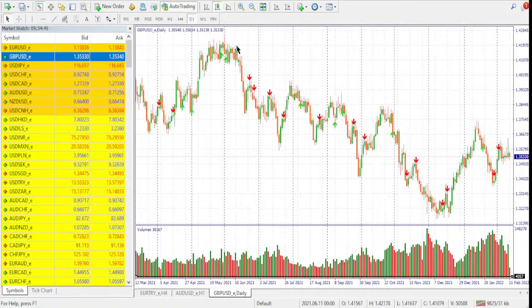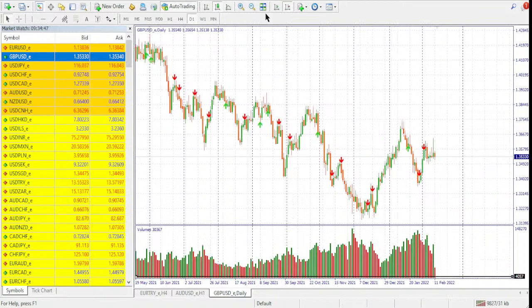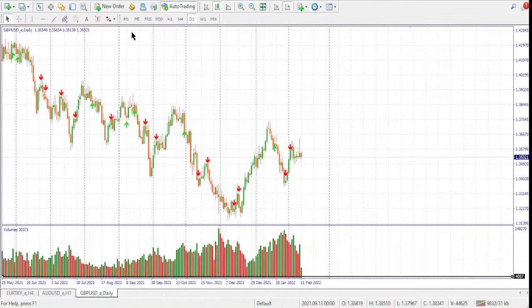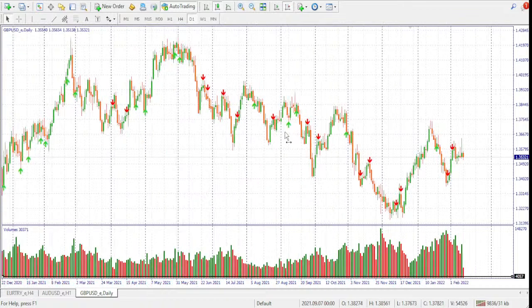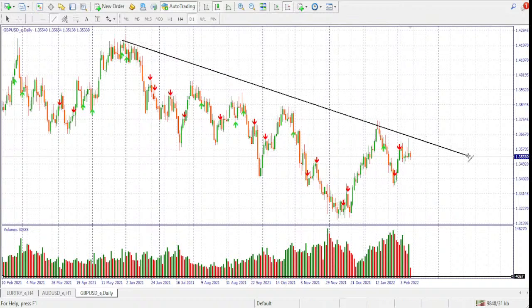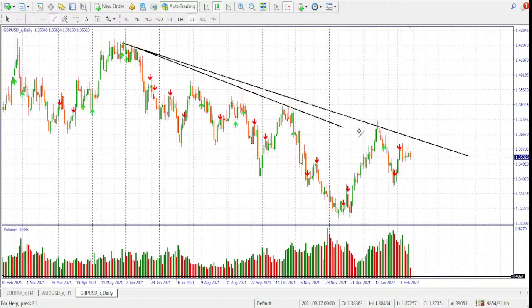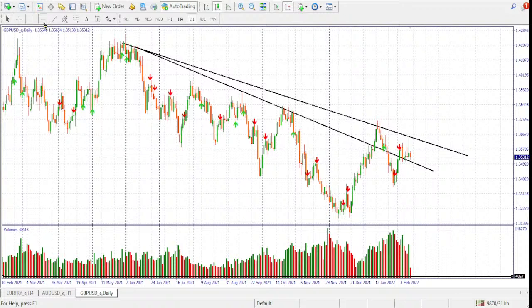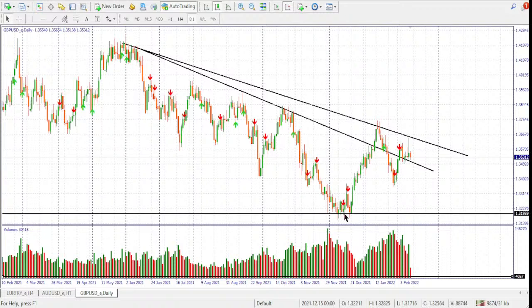The next symbol is GBP USD. So with the GBP USD so far as it is now, we have a similar trend line. We have this one here. We also have another one here. So with this, we do expect price to continue to the upper side. We do expect buyers to push price to the upper side.